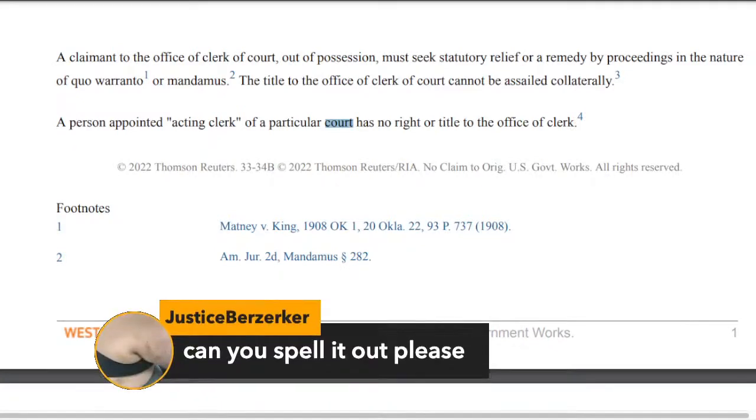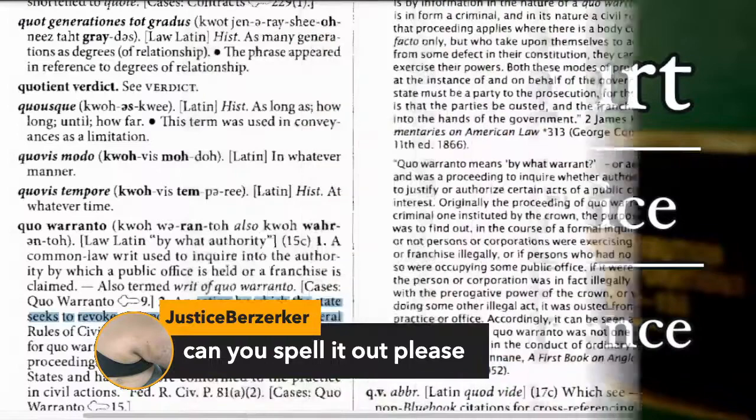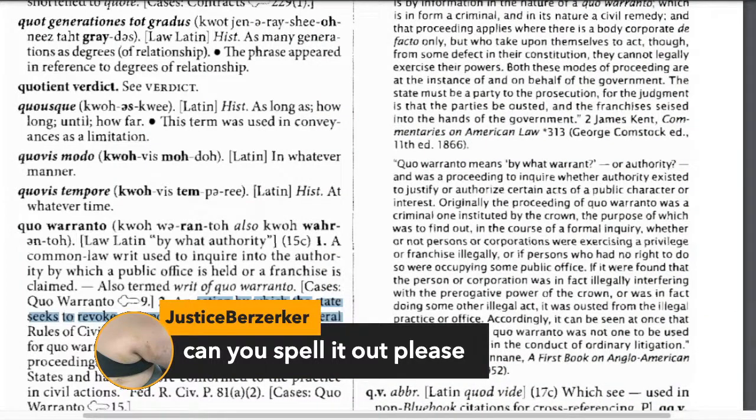Spell out which word? Quo warranto. It's right here. See it or not? I'll highlight it for you. Quo warranto.